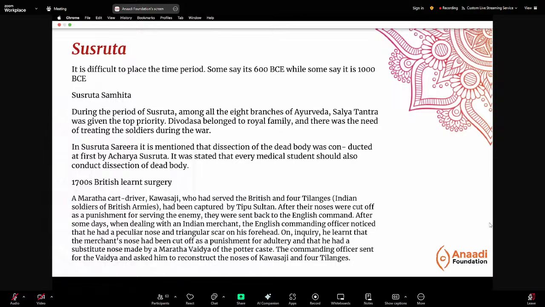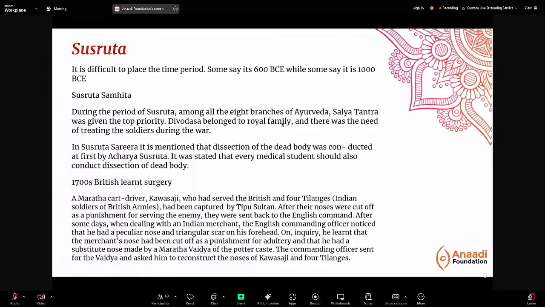So, on inquiry, he learned that the merchant's nose had been cut off as a punishment for adultery, and that he had a substitute nose made by a Maratha Vaidya who belonged to the potter caste or community. The commanding officer sent for the Vaidya and asked him to reconstruct the nose of the soldiers. And that is when this whole thing began. So when we say father of surgery, it is truly Sushruta.